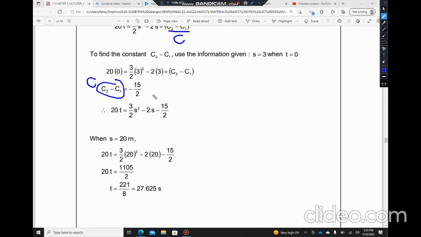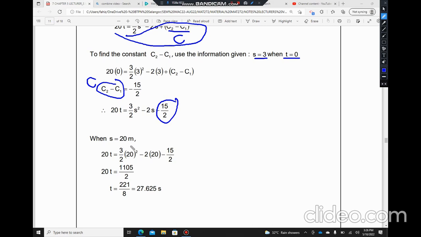So nak cari C macam previous example sebelum ni, use the information when S equals to 3, T equals to 0. So, awak masukkan tempat kat sini dalam equation yang atas ni. So, 20t, T kita ganti dengan 0, and then S kita ganti dengan 3. So, you get the value of C which is negative 15 over 2. So, masuk je dalam tempat C2 minus C1 ni. Tak perlu solve, tak perlu cari C2 berapa, C1 berapa. So, awak assume dua-dua ni nilai sebagai C. So, that's why kita gantikan dengan minus 15 over 2.